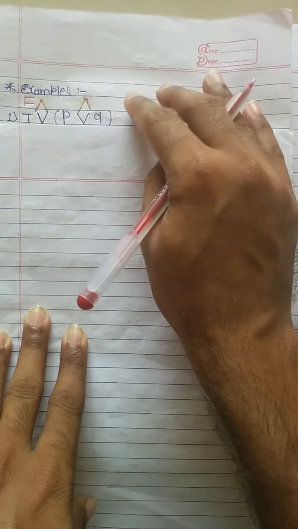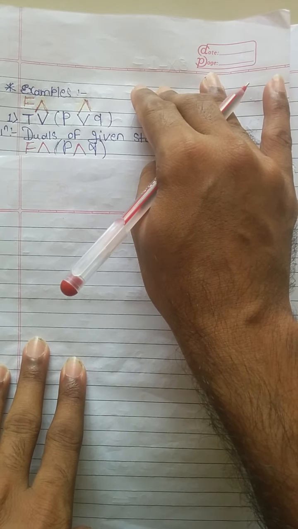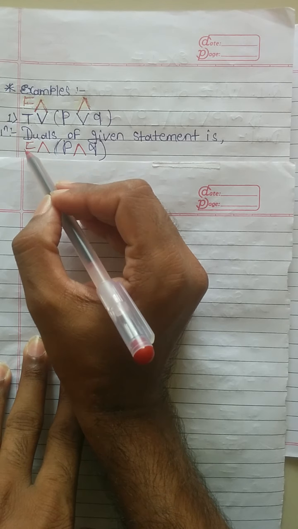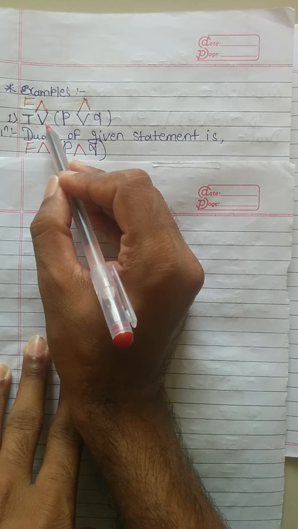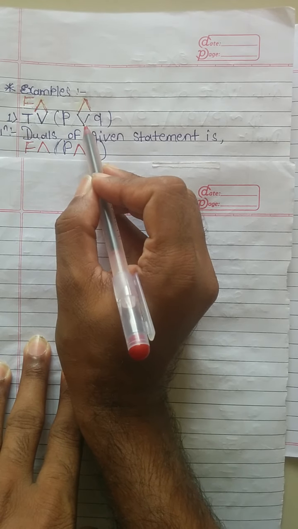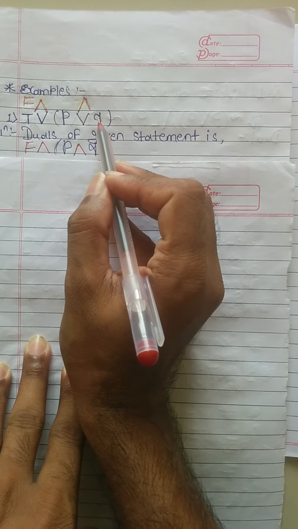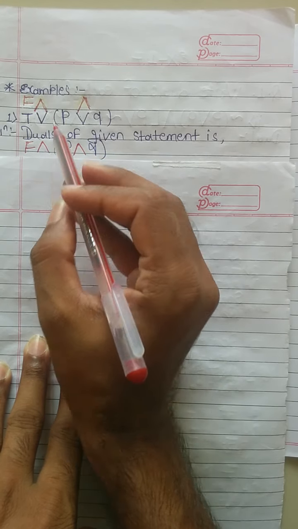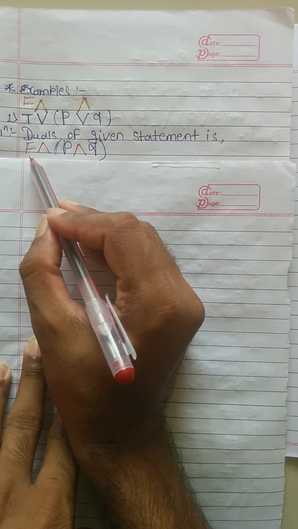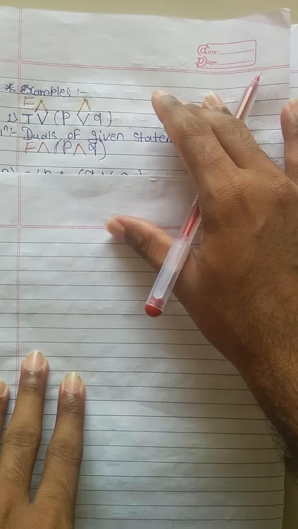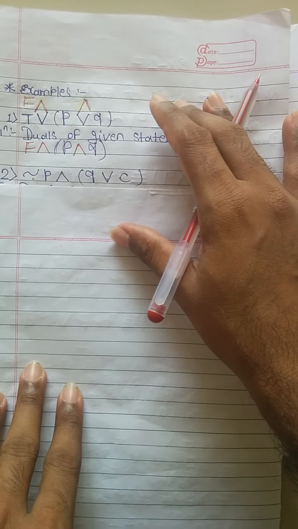Then the dual of this statement can be written as: dual of T becomes F, dual of disjunction becomes conjunction, P as it is, dual of disjunction becomes conjunction, and statement Q written down as it is. Then the dual of this statement is F conjunction P conjunction Q. Okay. Now look at the second example.